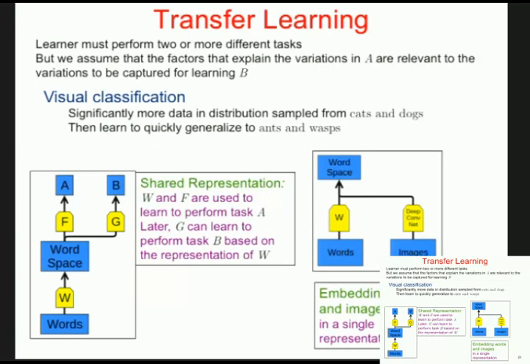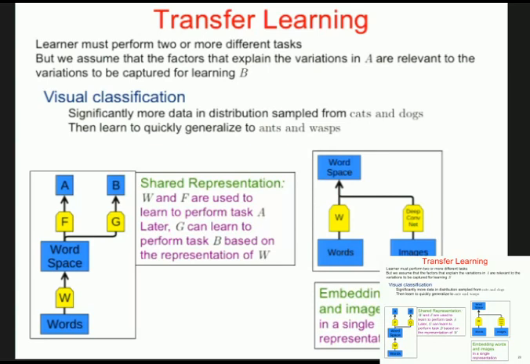So what's an example? Visual classification. Significantly more data in distribution sampled from cats and dogs, then learn to quickly generalize to ants and wasps, right? So what if we did all the training with cats and dogs, because lots of images are available in the data sets, such as CIFAR or something. CIFAR might have an ImageNet, right? So there might be lots of them, but you want to develop something now for ants and wasps. Can we use that? So the same kind of thing might be possible.